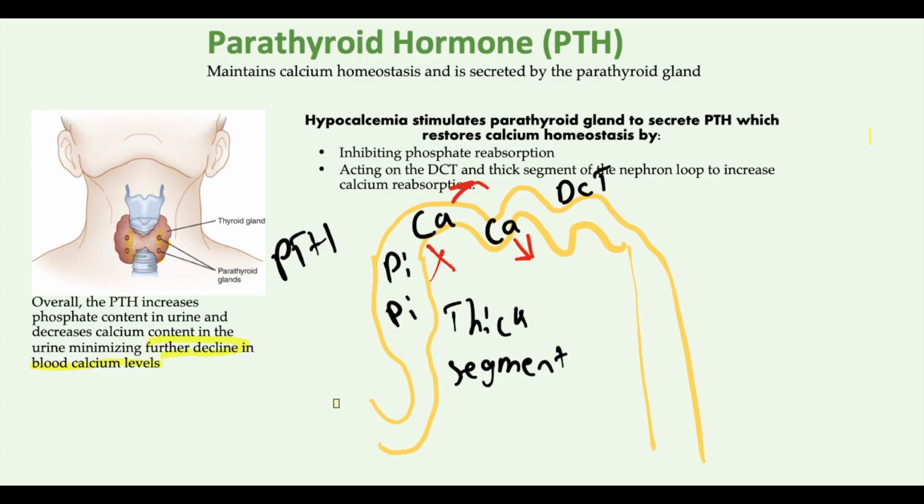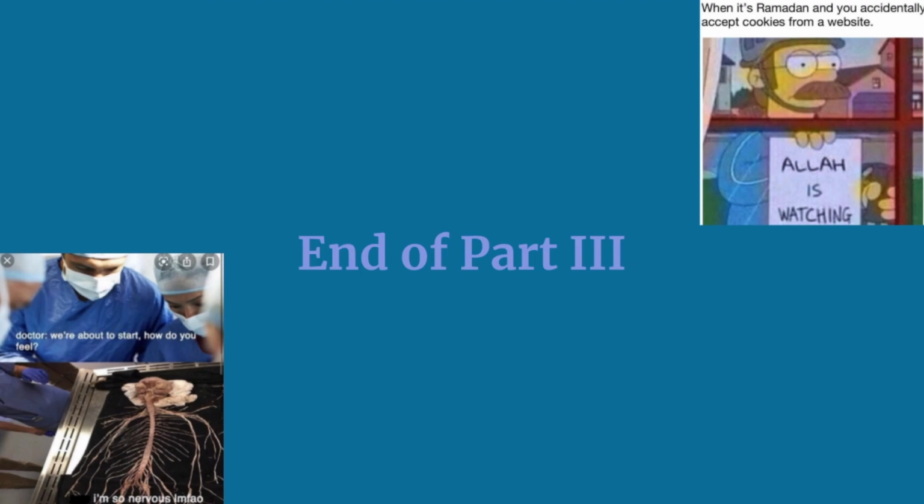We'll talk about the parathyroid hormone when we talk about the skeletal system. In the skeletal system, the parathyroid hormone has a much more significant impact, but today we only talked about the urinary system. Alright, so that wraps up part 3 of the urinary system. I know this is the end of a good thing, but hey, we did cover the second step of urine formation, which is tubular reabsorption and secretion.